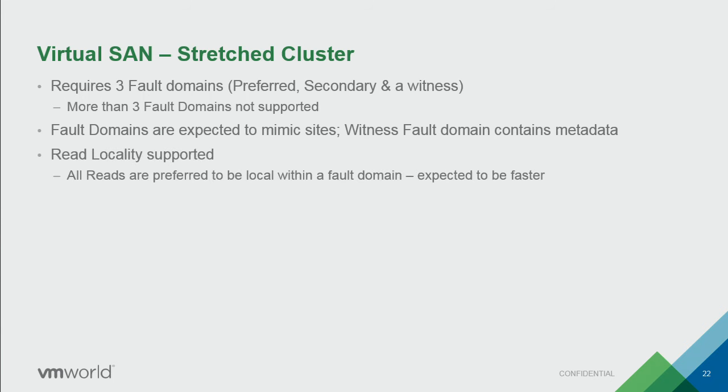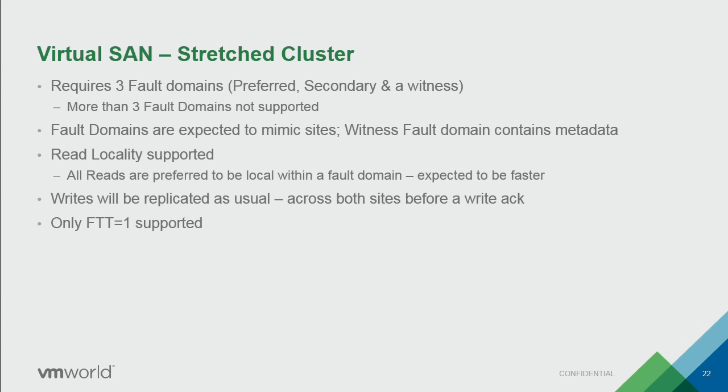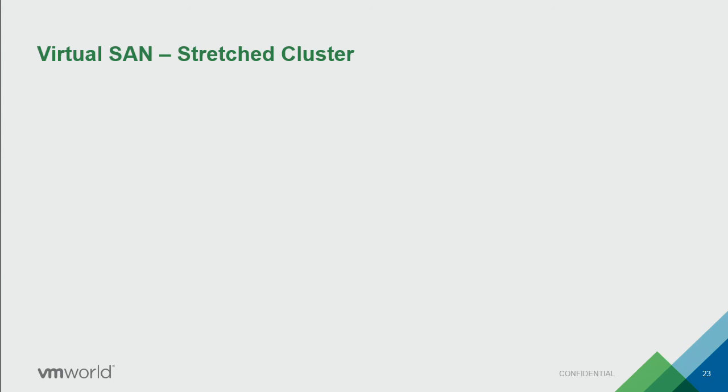So how does read and write work? Read locality is supported, right? If you are reading from one site, you'll have data local to the site. That's read locality. There is no such thing as write locality because we want to make sure it's redundant. So every write is acknowledged by the other site, and that's when it constitutes a write, and then it's replicated. FTT1 is what we support, so you'll have redundancy of 1. That's the basics of stretch cluster, but I want to focus on the networking requirements.